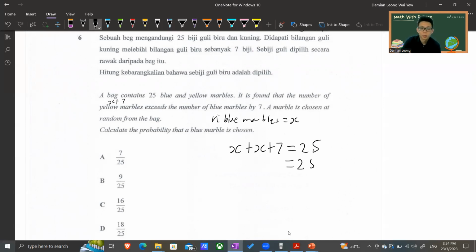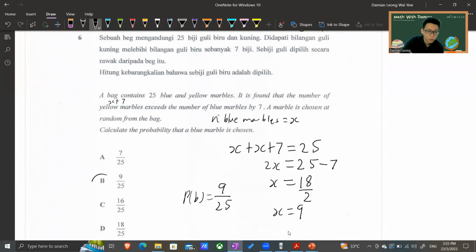So I find the number of blue marbles first. Bring over the 7, minus 7. x plus x is 2x, and 25 minus 7 is 18. 2x means 2 times x, so the opposite is divide by 2. So x is 9. The probability that a blue marble is chosen is the number of blue marbles over the total number of marbles, so it's 9 over 25. Answer B. Right?